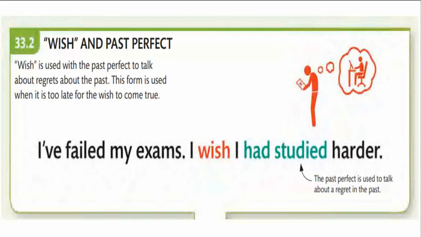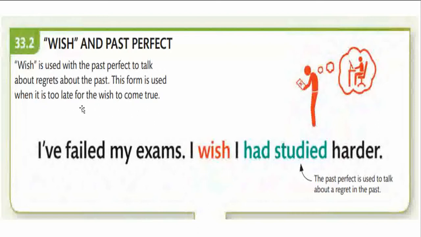Let us proceed. The second pointer that we have is wish and past perfect. Make a note of it, wish and past perfect. And what changes does it add to the meaning of the sentence? Wish is used with the past perfect to talk about regrets about the past. Now that's something about that you are in the present zone, you are talking about something about the past, and you are using past perfect tense because in the past you have not done something and now you are regretting about it. This form is used when it is too late for the wish to come true.